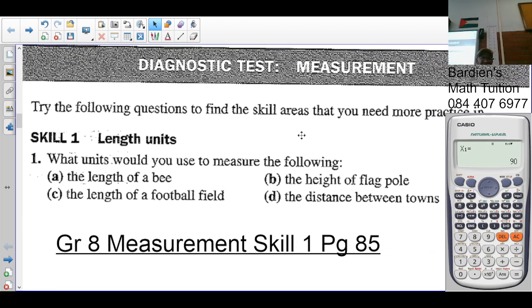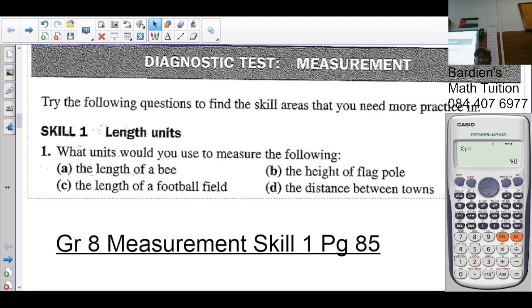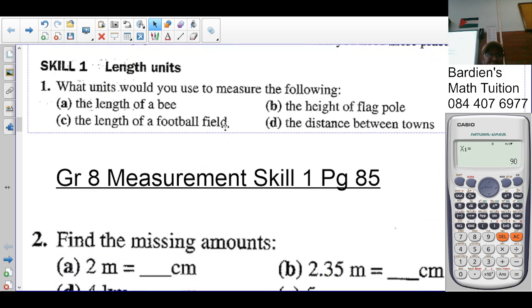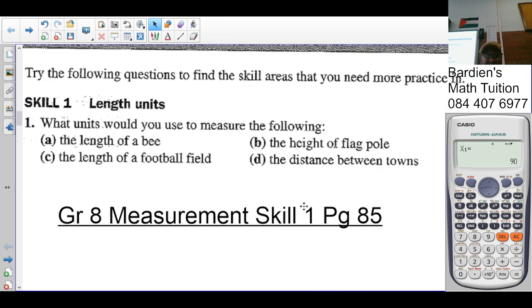So let's look at the diagnostic test. In this diagnostic test you will see now where the issues are. As you know, we do all of it because this first term we just use as a revision for what is to come. Okay, so now we're looking at skill 1, and skill 1 is on page 85, correct?